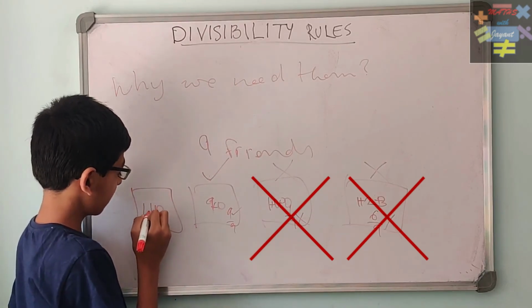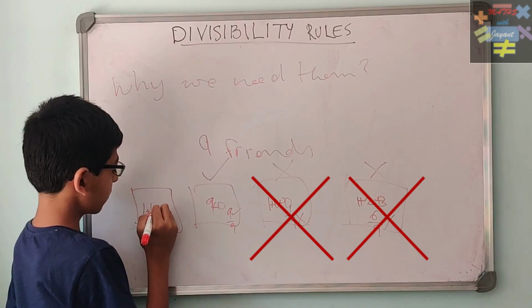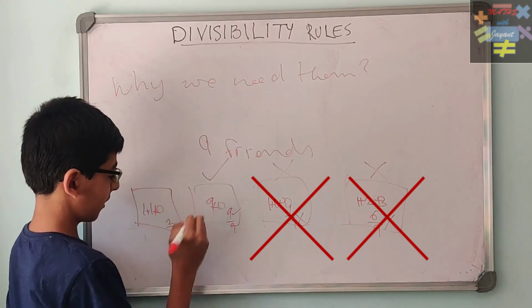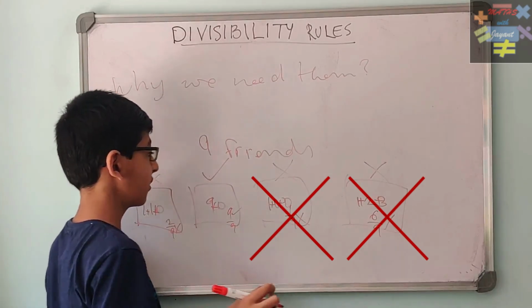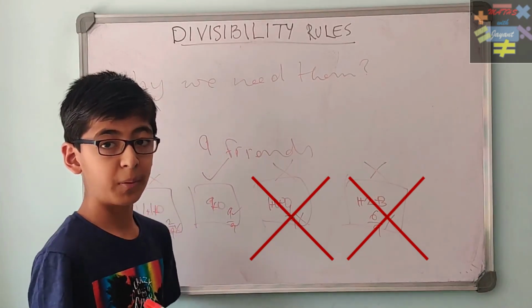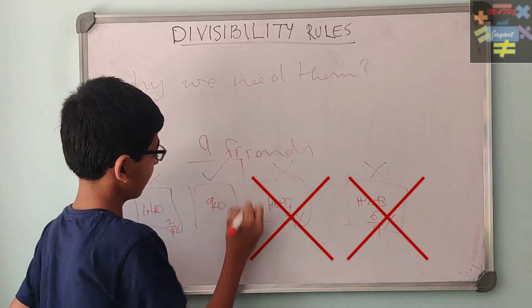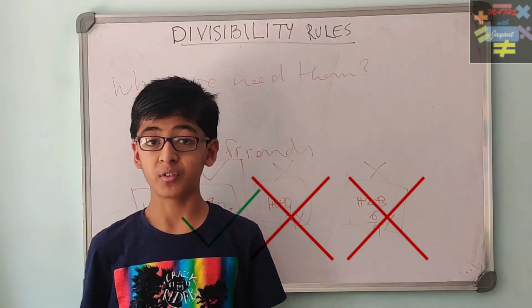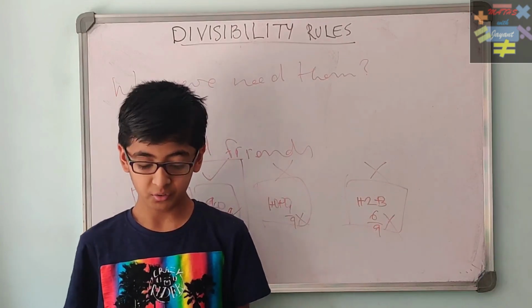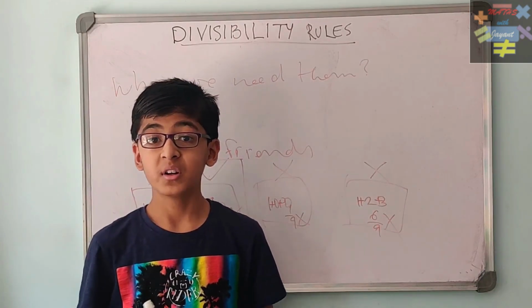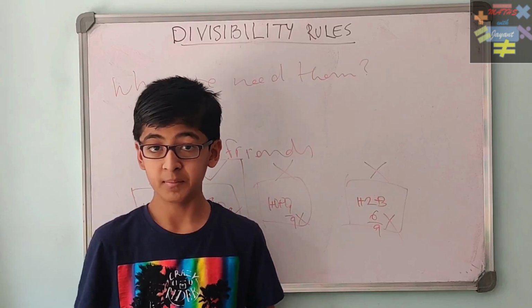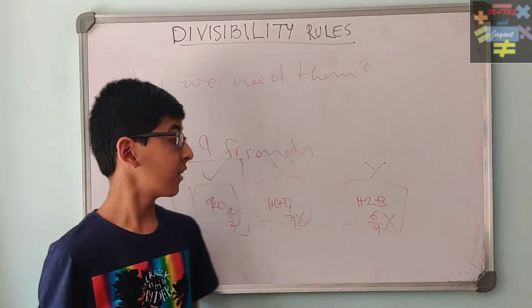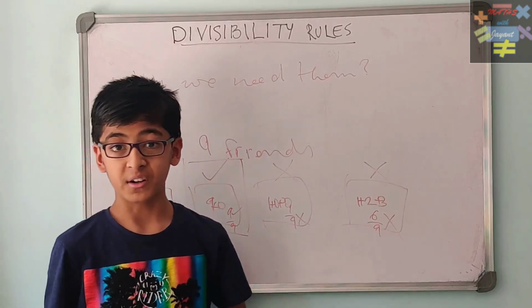Now if we check over here, 1 plus 1, 2 plus 0, 2. 2 is not perfectly divisible by 9. So even this he should not buy. This is the best pack that he should buy so that he can divide amongst his friends equally. So divisibility rules help a lot in real life. We need them. So hope you understood the divisibility rules and the need for them in real life.